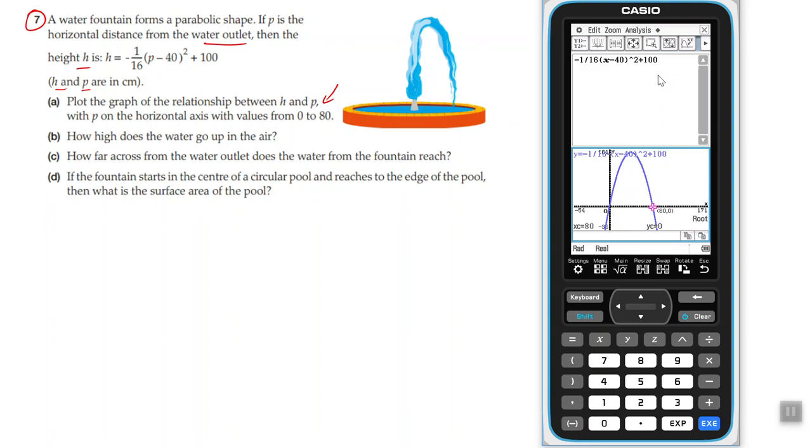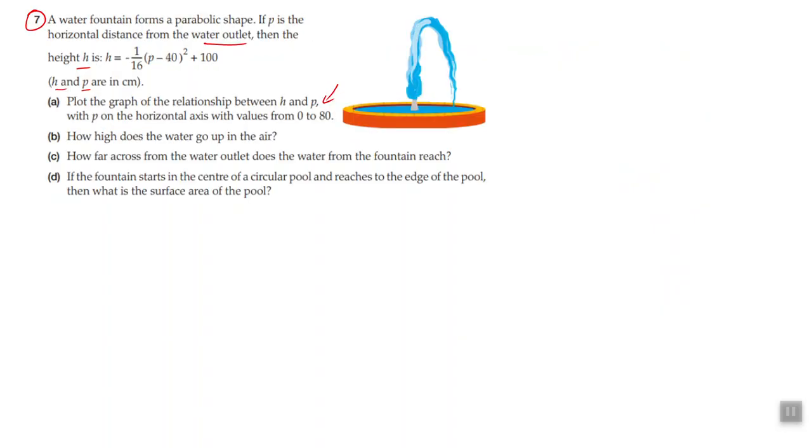If I were to draw the graph, you have to label your axes. This is your height in meters, and this is your P. Oh, that's in centimeters. Sorry, that's P in centimeters. So you've got a shape that looks like this. It's parabolic. That's 0. That's 80.